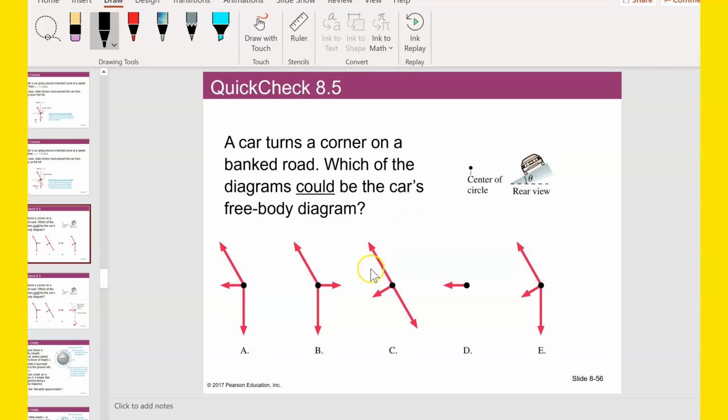Which way will friction point? Friction will point either up the bank or down the bank. So it wouldn't be A or B, because in A and B friction is not pointing up or down the bank, but just pointing in a horizontal direction. Choice E has it pointing at least down the bank. So choice E would be the only possibility here.